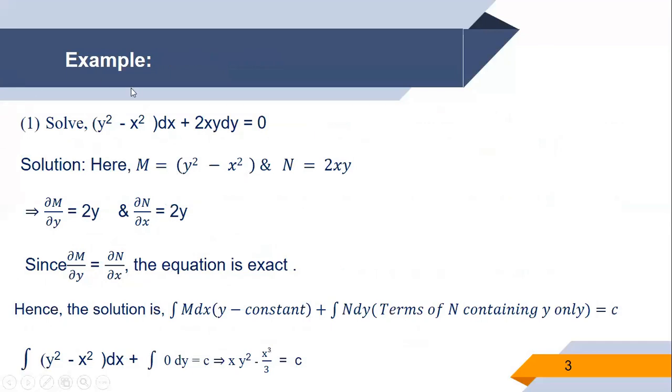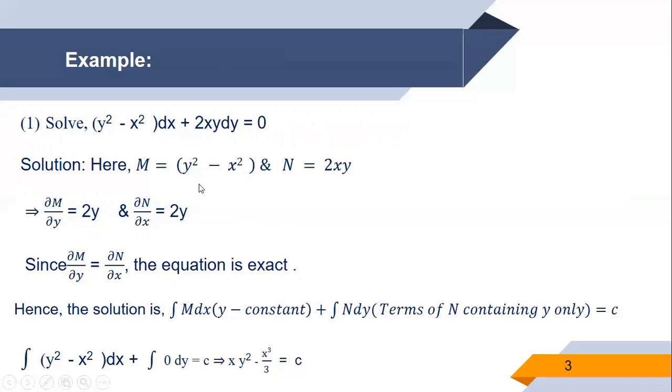Example. The first example we discuss: solve (y square minus x square) dx plus 2xy dy is equal to 0. Solution. Here, first we compare this equation with the standard form M dx plus N dy is equal to 0. So M is equal to y square minus x square and N is equal to 2xy.